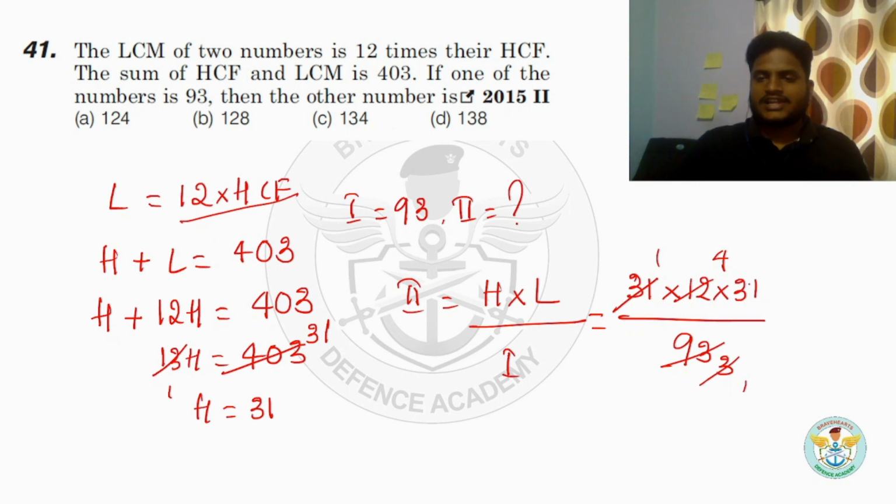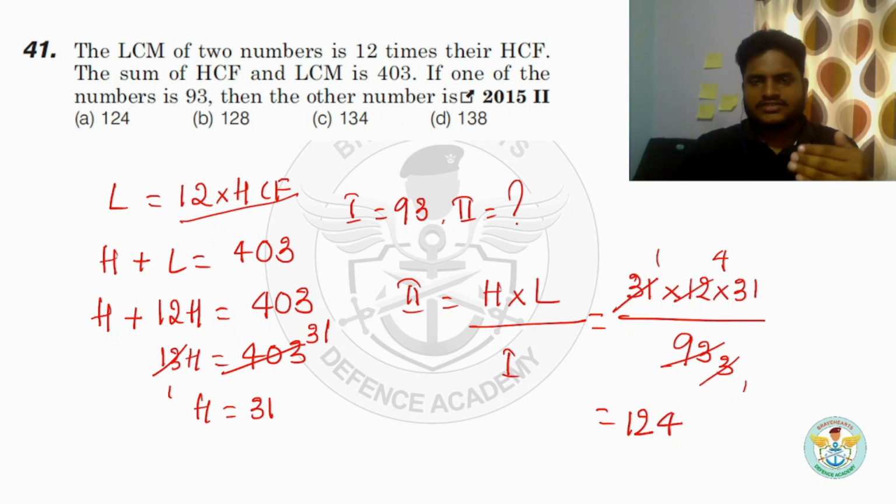Here also we can do the last digit: 4 into 1 is 4, but we have two options which have last digit 4. So what I'll do is 4 into 1 is 4, and I'll multiply this, 4 into 3 is 12. So 124. This is the best way to do this. I'll teach you one more way in how we can do this.